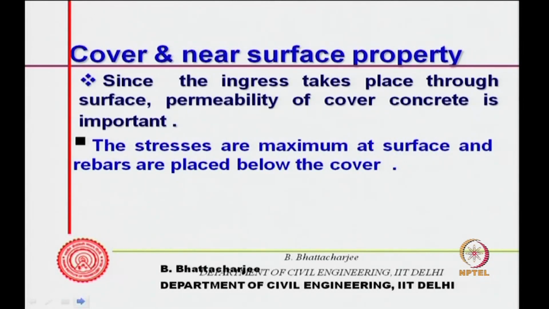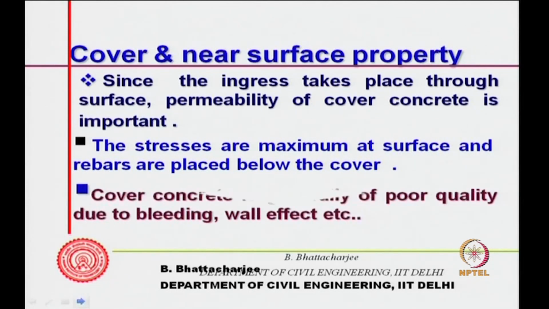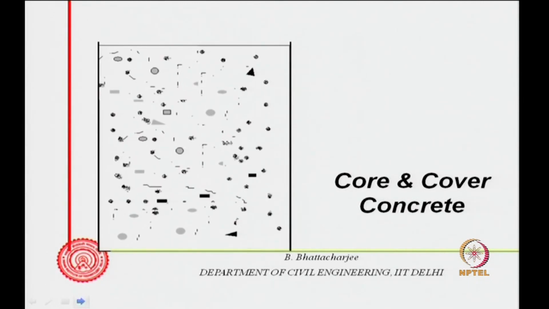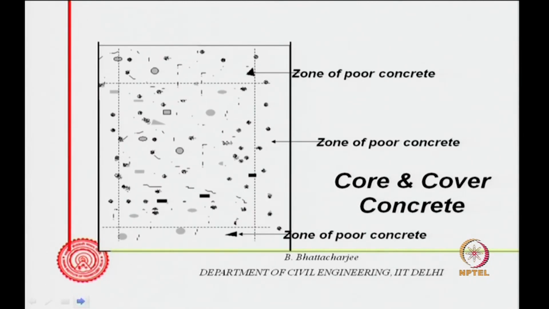But you see the stresses are maximum at the surface and rebars are placed also below the cover. So, the importance of cover concrete is very high. Cover concrete is generally poor quality due to bleeding, wall effect, etc. Let us look at this cover concrete. You see, if this is your concrete, this will be the zone of poor concrete. Why? Because of wall effect, packing of aggregates is not very good here, and this could actually result in more porosity here. So, this concrete here is not very good.